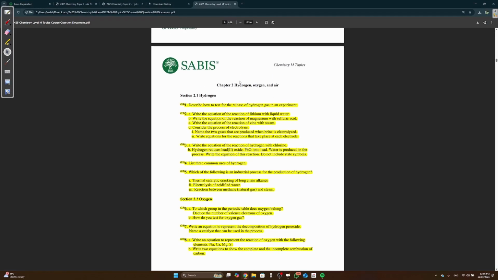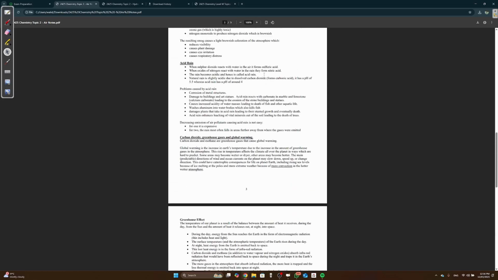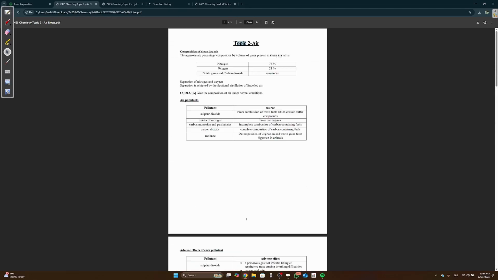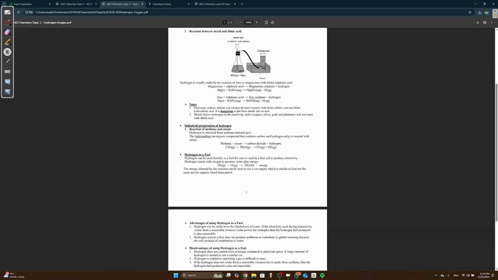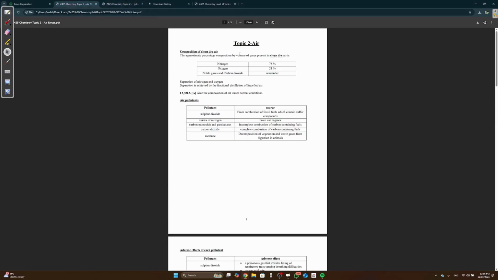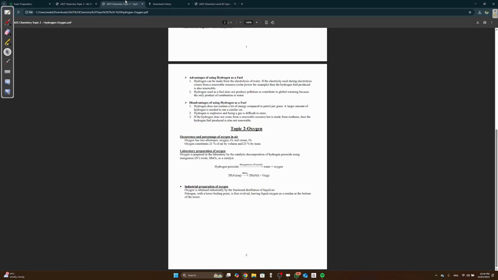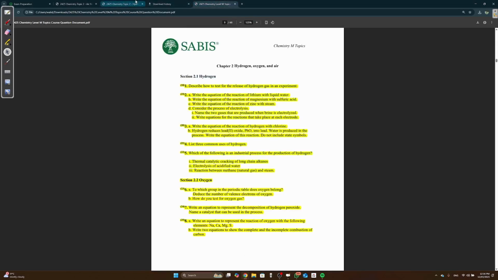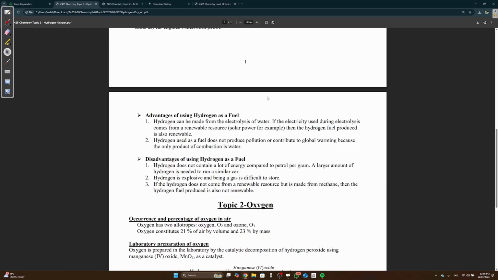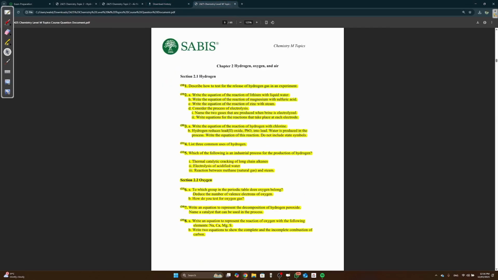It's hydrogen, oxygen, and air. When it comes to notes, she made notes for air and then notes for hydrogen and oxygen. Okay, it's two separate notes files, huh? Anyways, let's start. I'm going to start with the hydrogen and oxygen because that's how it goes here. I'll go quickly over what's explained in the notes and then the questions.